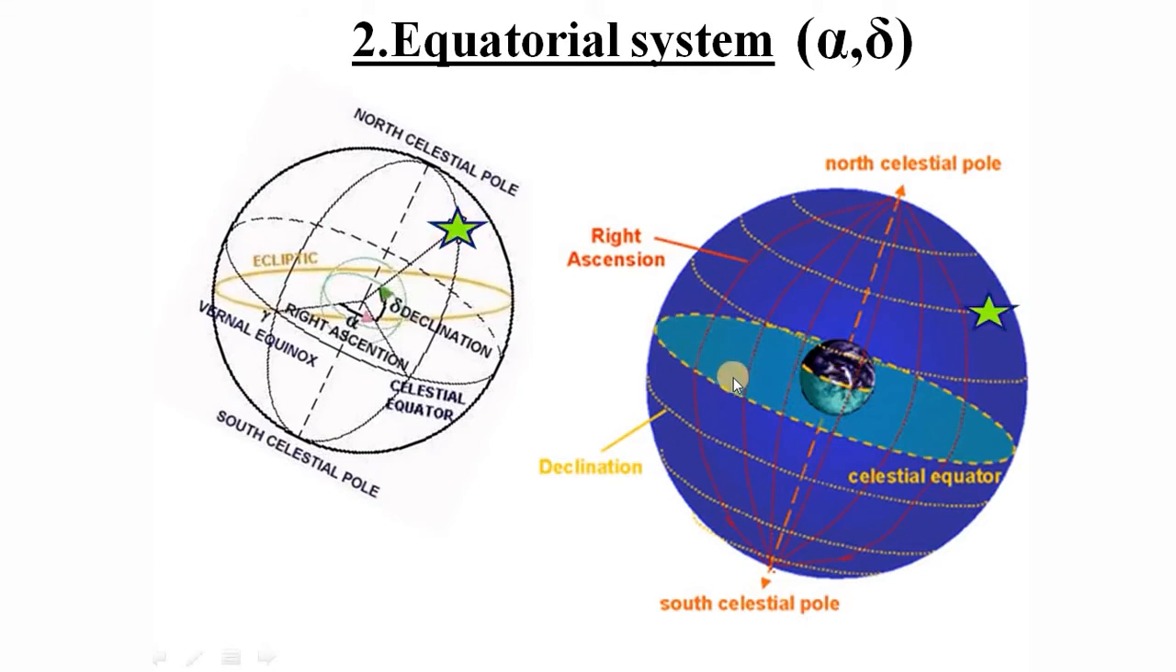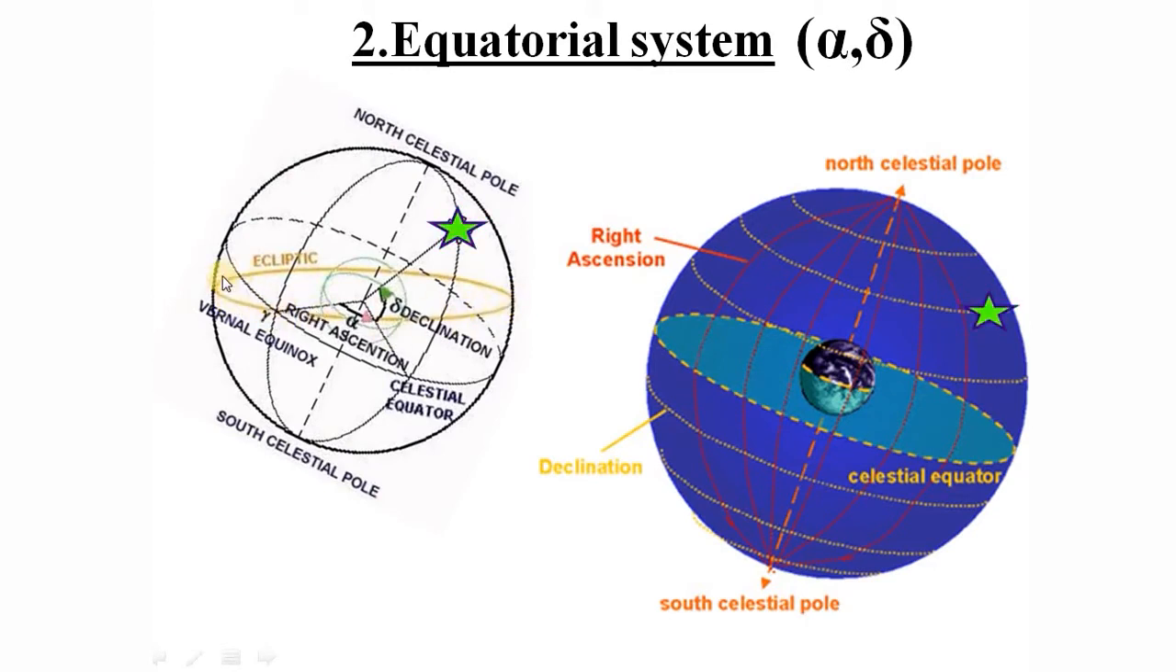And we need an origin also. Our measurement should start from the origin. How is that origin taken? Origin is taken as the vernal equinox point. So do you know what a vernal equinox point is? How do we get a vernal equinox point?